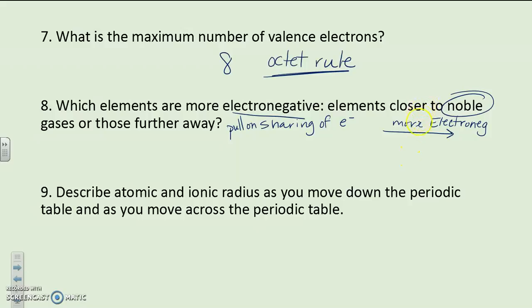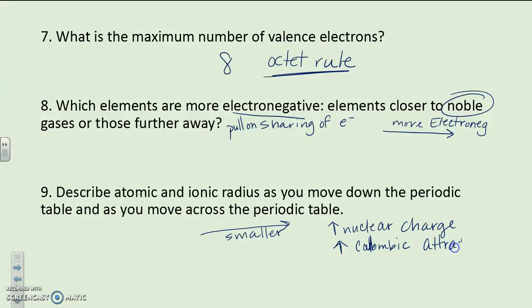Number 9, describe atomic and ionic radius as you move down and across the periodic table. Both deal with the size of the atom and the size of the ion, and as you go across, the size gets smaller. Why? Because there's an increase in the nuclear charge, which increases the Coulombic attraction. I spelled Coulombic wrong all those days in class. C-O-U, Coulombic attraction. Increasing that attraction is going to make those outside electrons get closer.